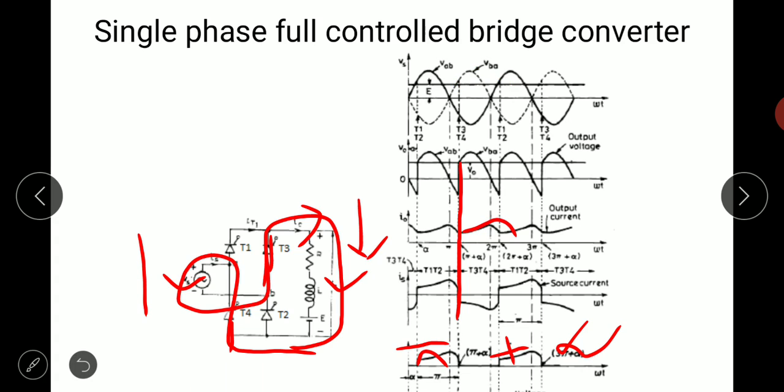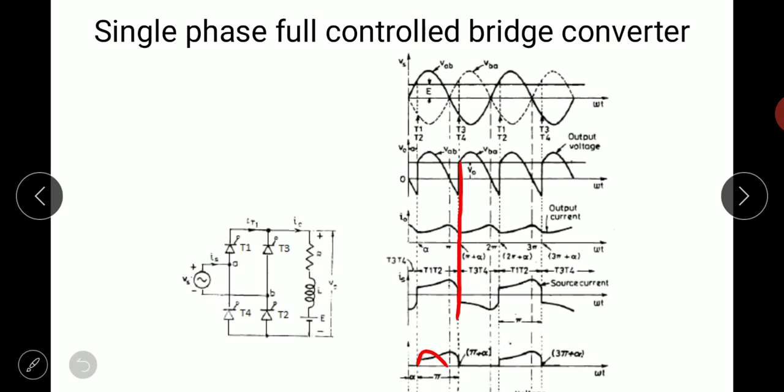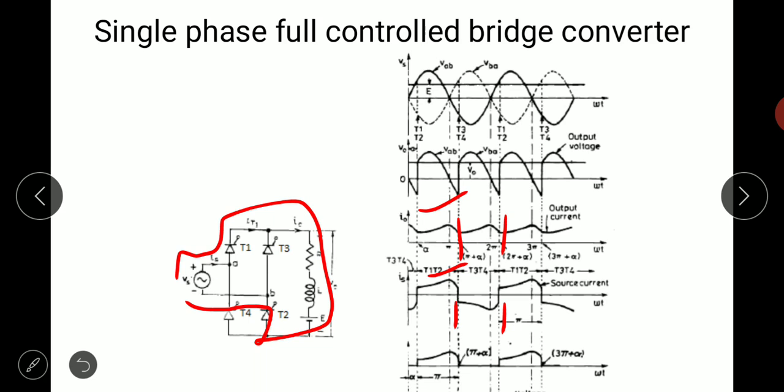But you can see that here in this case, the source current has reversed. So the source current is inverse of load current in negative half cycle. In this negative half cycle, the source current is negative of I naught current. When T1 and T2 were conducting, the source current was same as the load current. The load current and the source current were both positive.